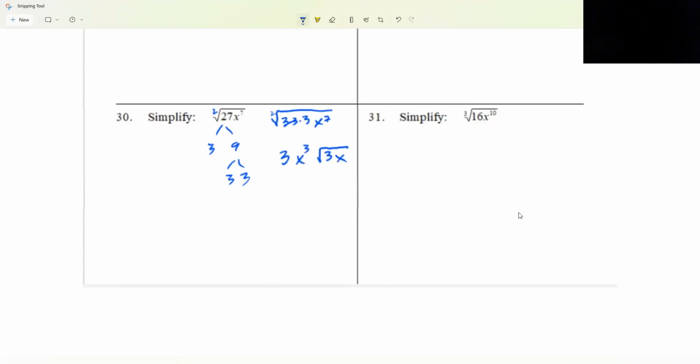All right. 31, the index is 3. So you're going to do the same thing. You take 16, and when you break it down, it's going to be 2 times 2 times 2 times 2, x to the 10th. Since the index is 3, I'm looking for triples. So there's 3. Bring that out. Leave that in. 3 goes into 10 3 times with 1 left over. And you're done.